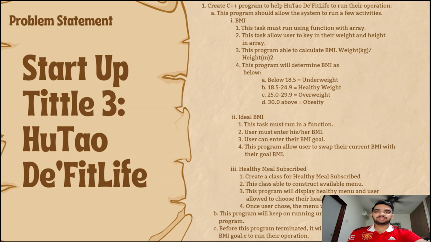Third one is Healthy Meal Subscribe. We need to create a class for Healthy Meal Subscribe. This class is able to construct the available menu. This program will display the healthy menu and the user is allowed to choose their health and diet menu. Once the user chooses, the menu will be started. This program will run until the user wants to terminate it.